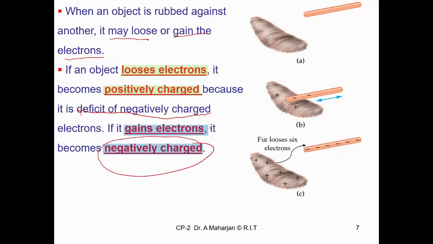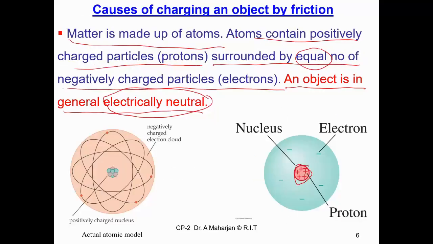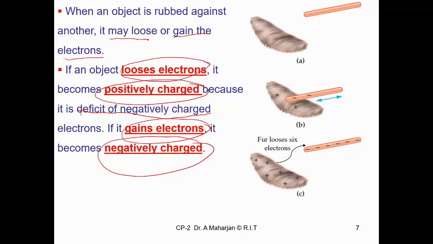So these are the main points to remember. If an object loses electrons, it becomes positively charged, because it now has fewer electrons. If an object gains electrons, however, it becomes negatively charged, because it has an excess number of electrons. So that's the main cause of electrostatic charging, the main cause of static charging.